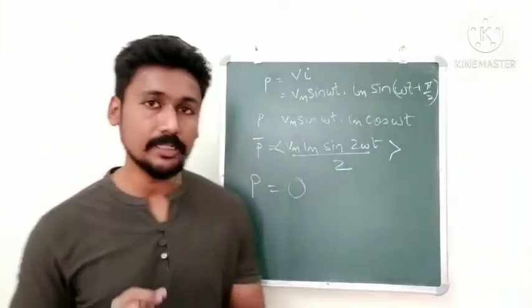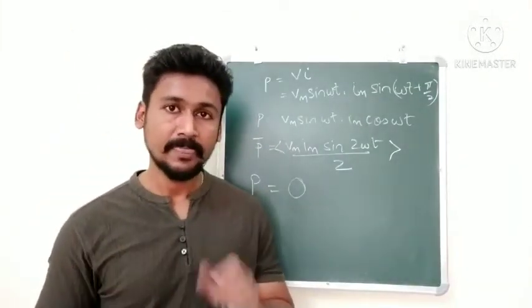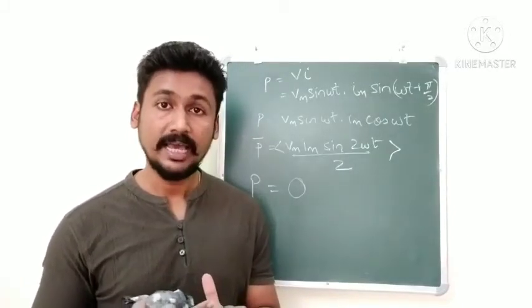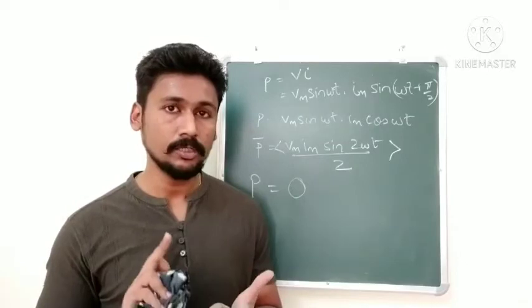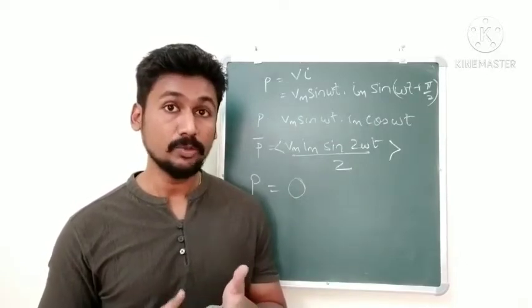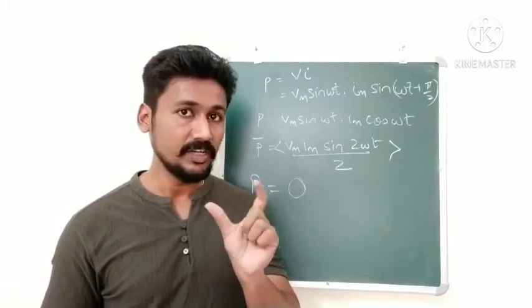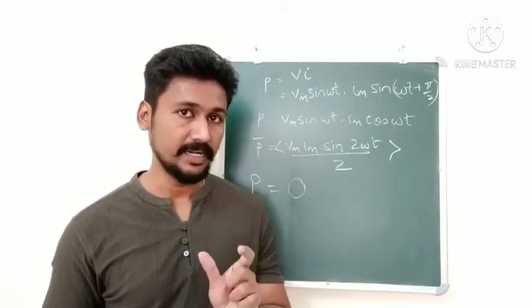Okay. So these are the two things you have to remember. That is, average power dissipated in capacitive circuit is 0, as well as inductive circuit is also 0. Okay. But this was not the case in a resistive circuit. In resistive circuit, we did get some power dissipated.